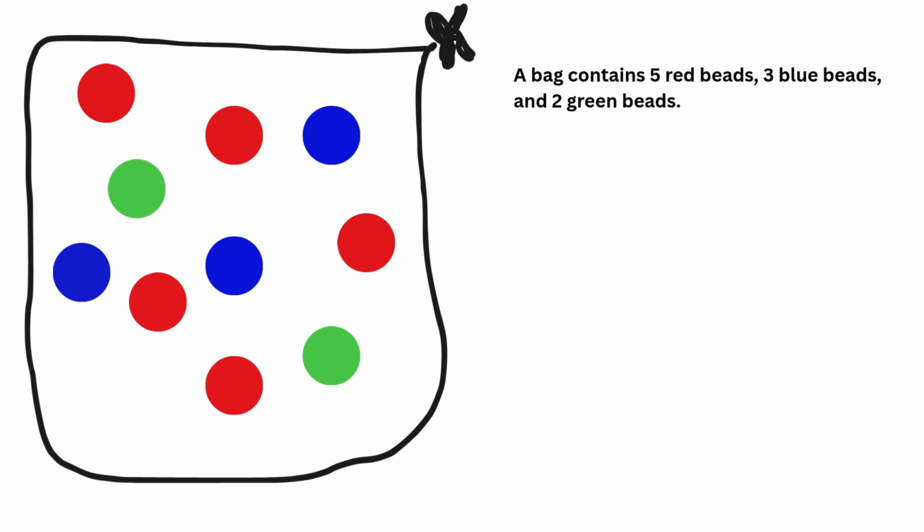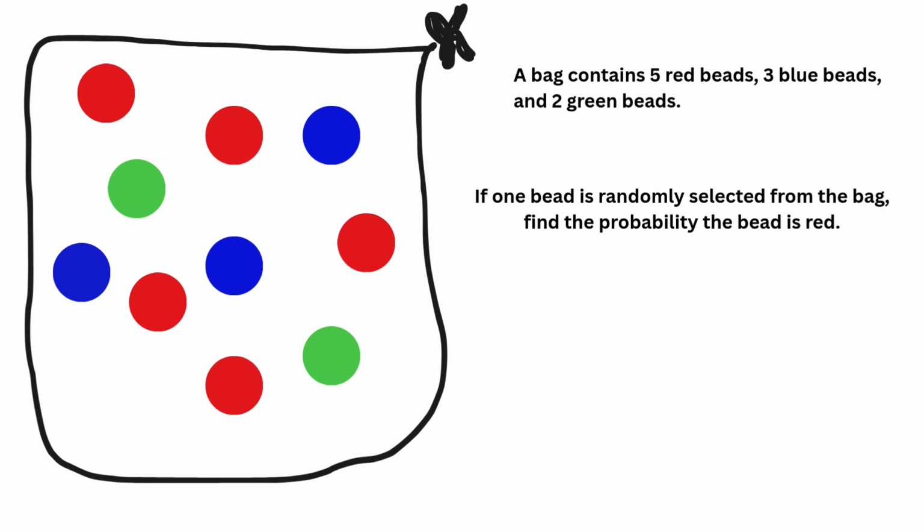The first thing that we're going to do is just review a little bit with a bag of beads. So this bag contains 5 red beads, 3 blue beads, and 2 green beads. If one bead is randomly selected from that bag, find the probability that bead is red. If you recall our probability notation, the probability of drawing a red bead, we have 5 red beads out of 10 total beads. So the probability is 5 out of 10. And if you can reduce a fraction, you should reduce the fraction. You want that to be 1/2.